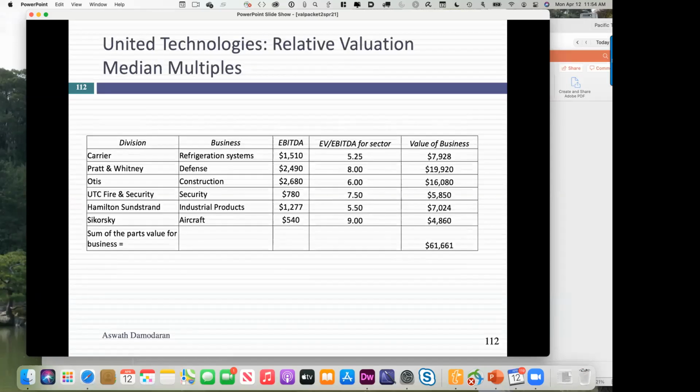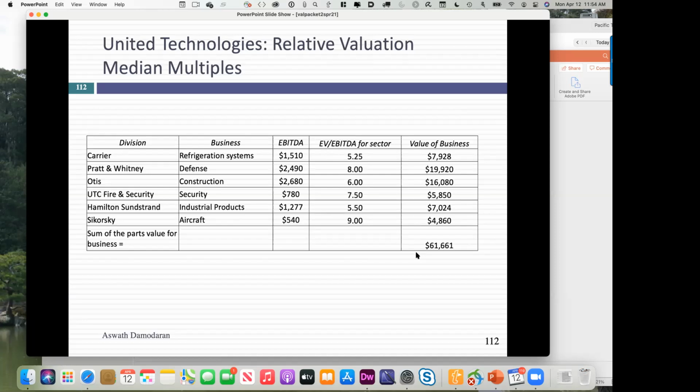So let's do pricing first because that should be the easier thing to do. And to do pricing, here's what I did. I took the EBITDA for each of the 6 businesses. I looked at the median EV to EBITDA for other companies in the sector. I multiply the EBITDA by EV to EBITDA. I get a pricing for each business.